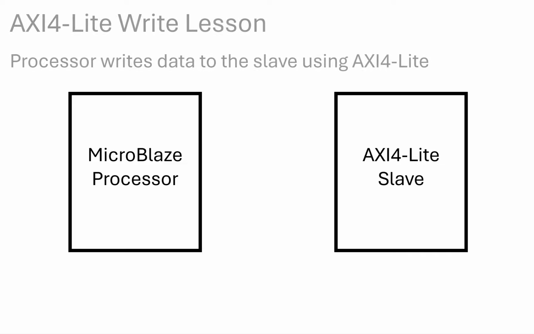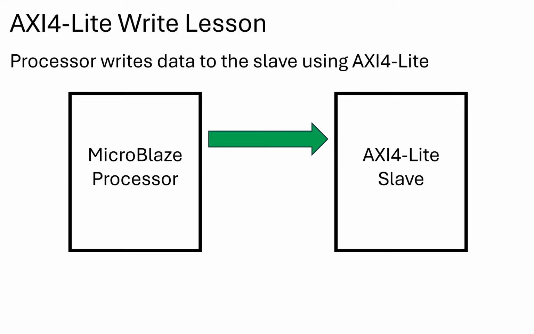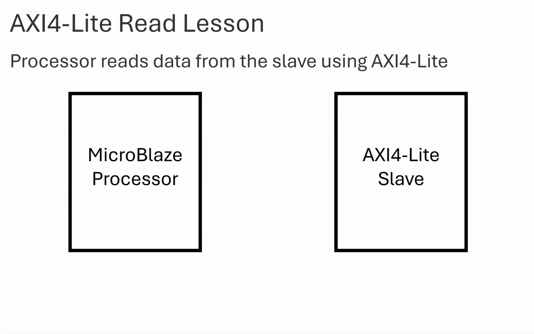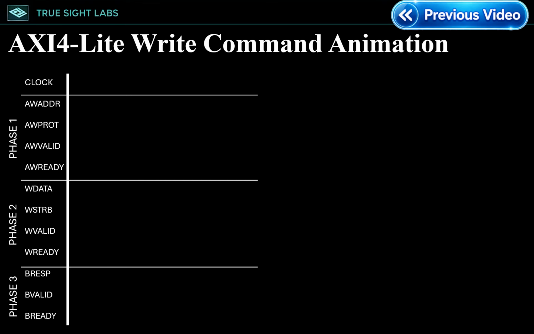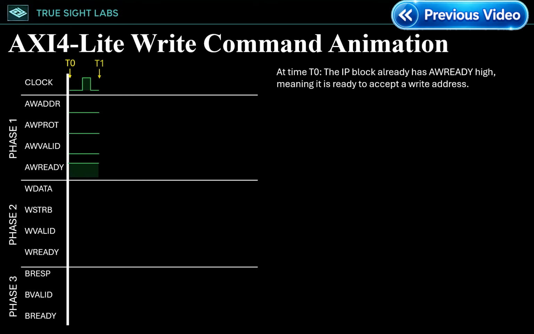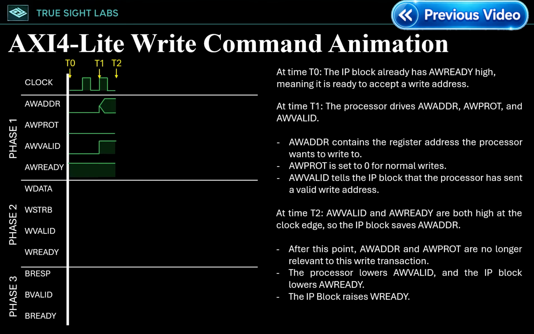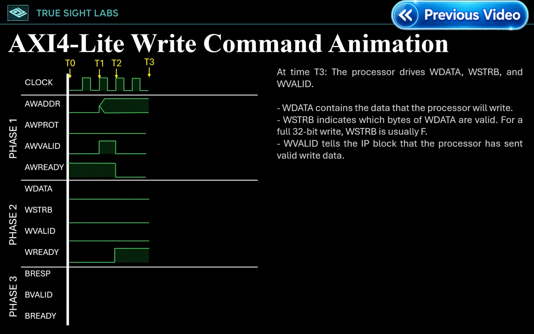In the write command lesson, we designed a custom IP block that accepts AXI4-Lite write commands from the processor. In the read command lesson, we designed a custom IP block that accepts AXI4-Lite read commands from the processor. In this video, we combine both ideas into one complete AXI4-Lite slave that supports both reads and writes. Before watching this video, I recommend watching the previous videos and I recommend attempting the homework problem yourself first.